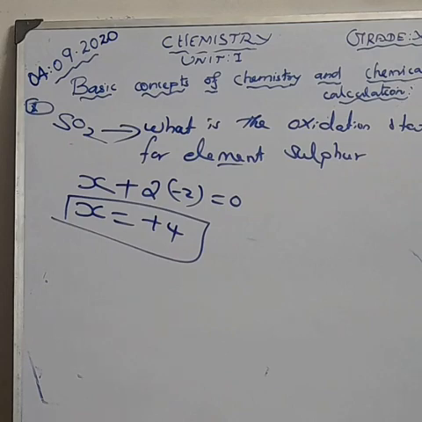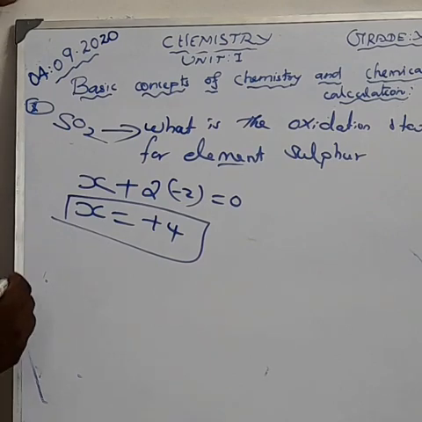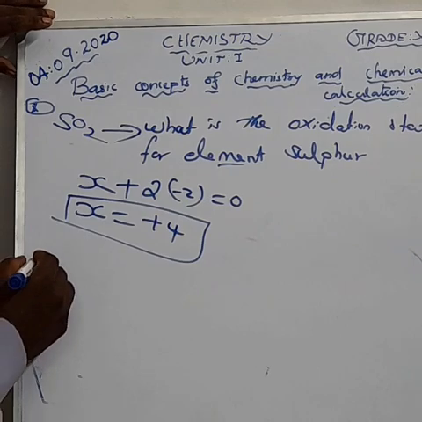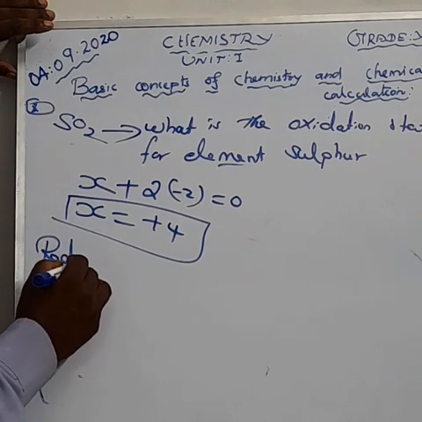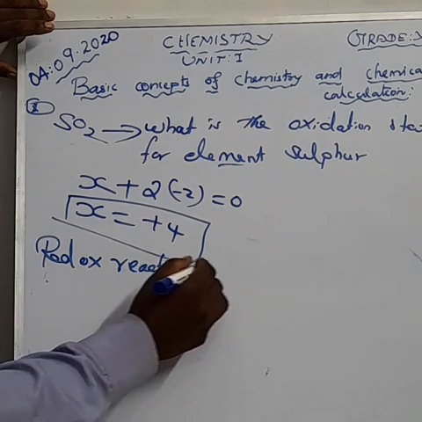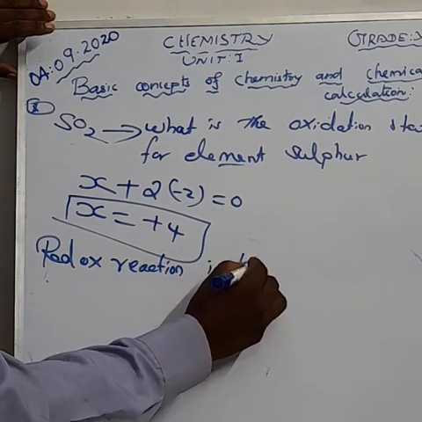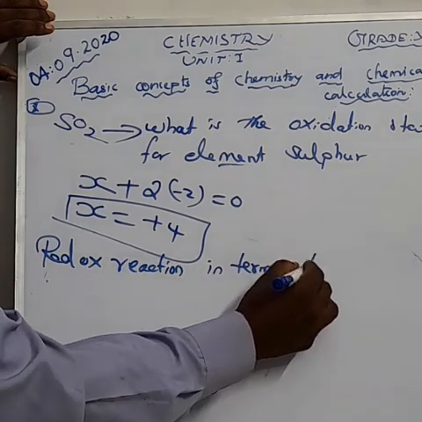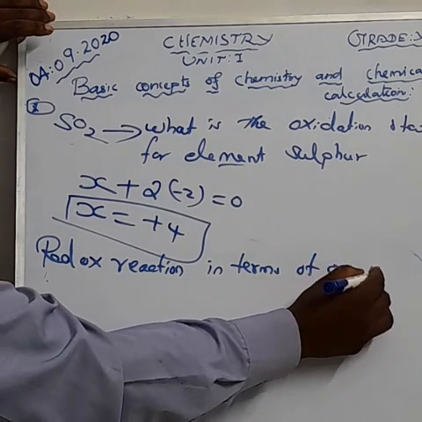Next one, our learning objective is to learn about redox reactions in terms of oxidation number. Okay. Next one is redox reaction in terms of oxidation number.